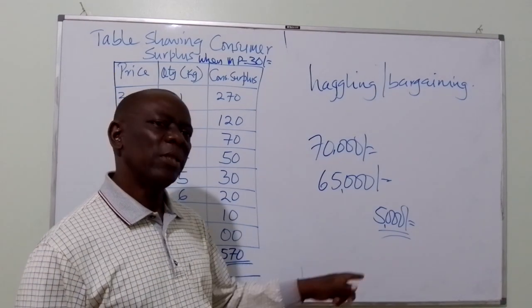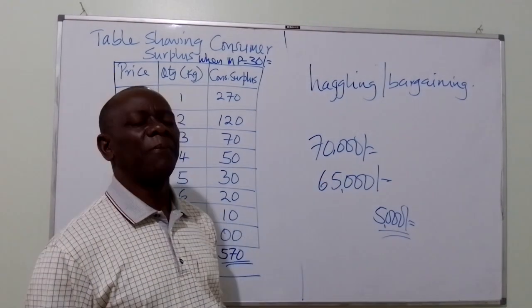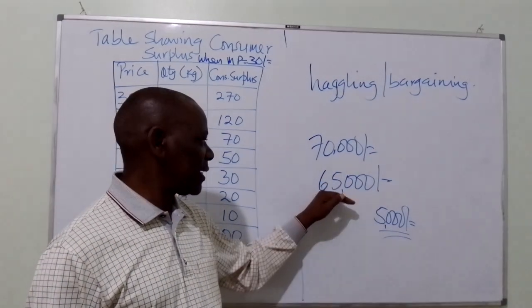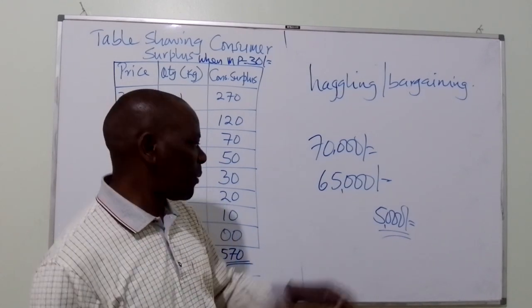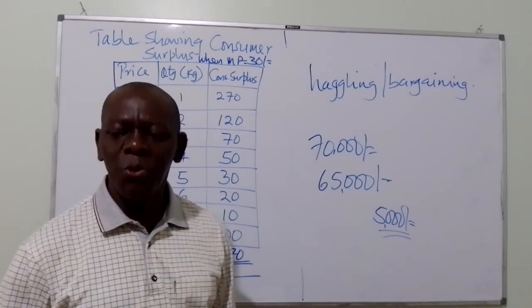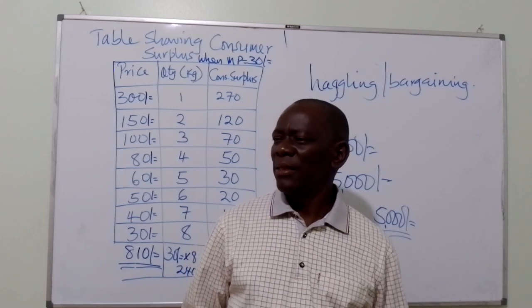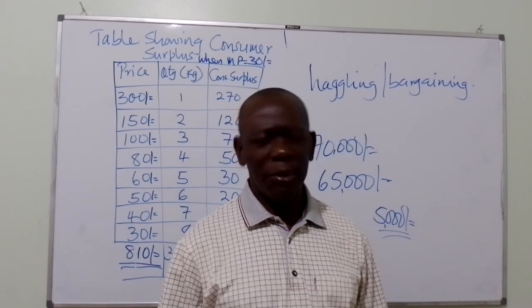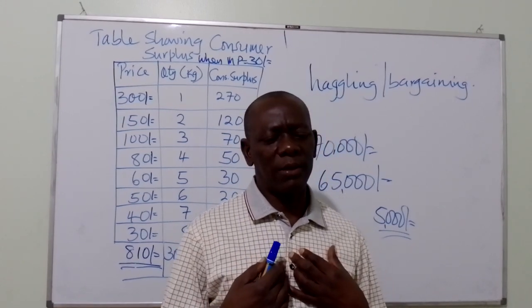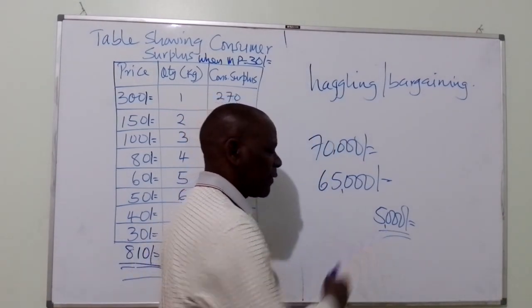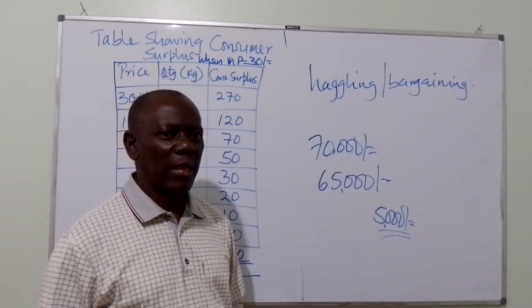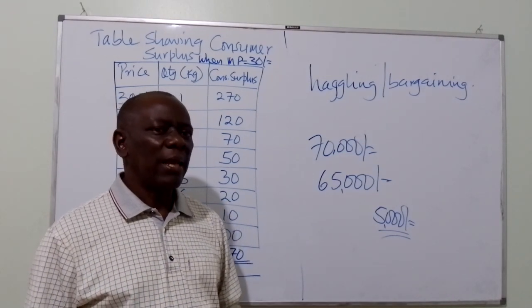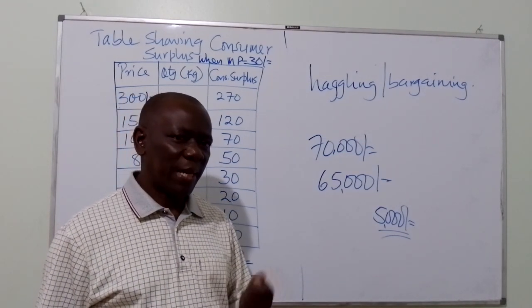Now, you realize that it is less. You are buying it at 65. So you are pocketing 5,000, which you may find that it has nothing else you are using it for, because the utility is already achieved. So your surplus is 5,000 shillings. But that has been attained after the bargaining.